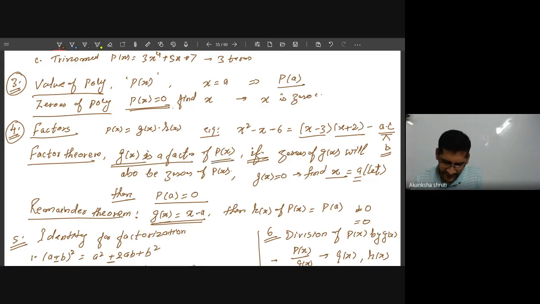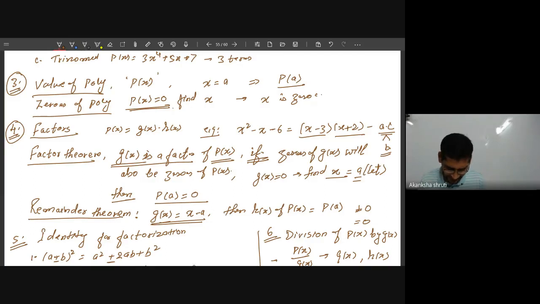For that we first calculate the x from g(x). By equating g(x) to 0, we calculate the x and then substitute that x in p(x). If that calculation comes to 0, meaning the value of p(x) becomes 0, then g(x) is a factor. This is called the factor theorem.